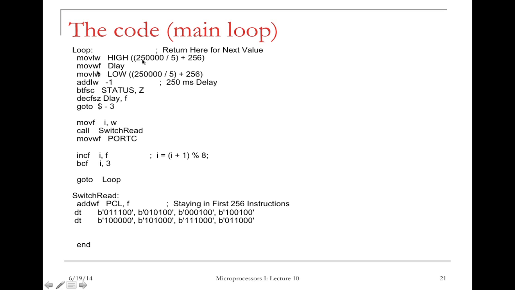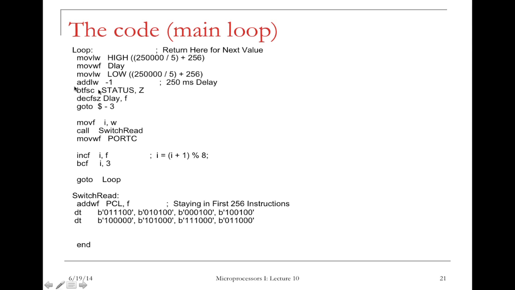It'll first divide this 250 millisecond, and this is in a unit of microsecond, divided by 5, then plus the 256. This high is to take the higher byte of that 16-bit number. This calculation within the parentheses is the number that's 16 bits wide. So we're going to take the high byte and put that into delay, and we're going to take the lower byte and just put it into the working register.